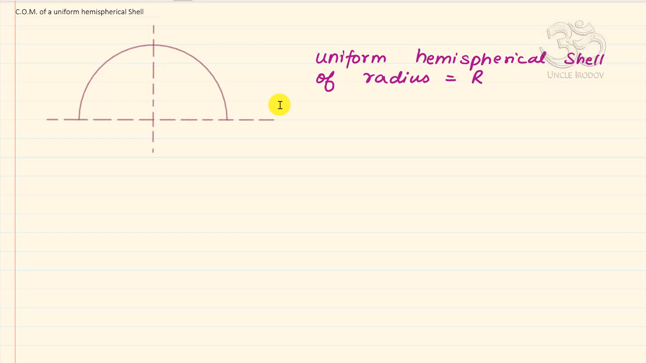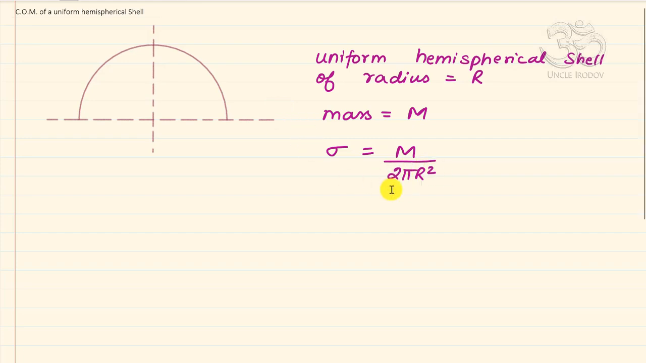m, but it doesn't really make a difference. But if I took its mass to be m, then I can also define something called surface mass density sigma. Sigma will become m divided by the total surface area, which now is 2 pi r square.